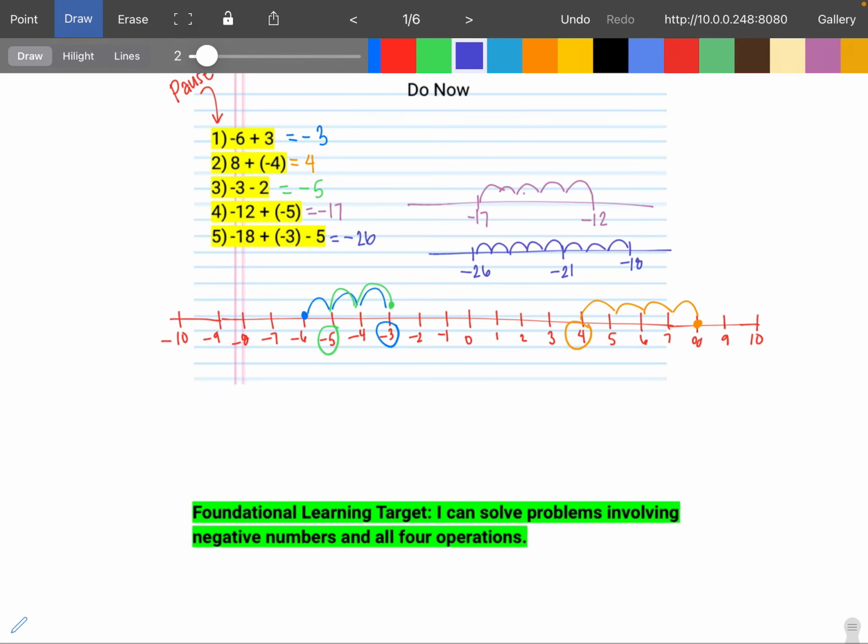This week's foundational learning target is to be able to solve problems involving negative numbers and all 4 operations. We'll keep practicing throughout the week, so if you are absent, make sure you're watching these Do Now videos closely so that you're ready for that foundations quiz on Friday.